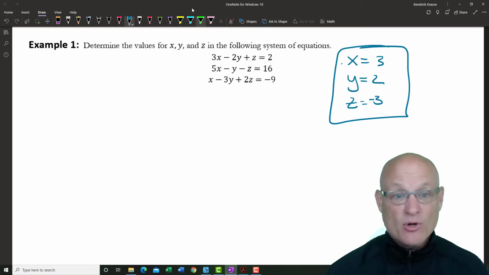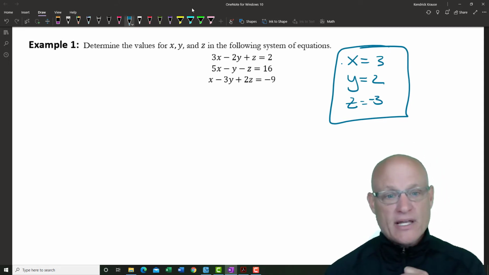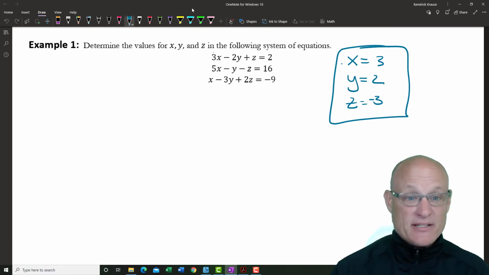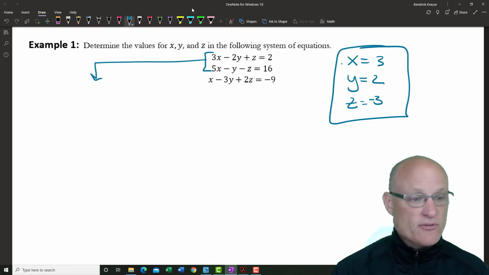Now here's how it works. You need to get rid of one letter, and you've got to stay with that one letter you want to get rid of. I think the easiest letter to get rid of is probably z. In this case, it's z. So I'm going to take just 2 equations, and I'm going to get rid of z. So I'm going to write these over here, 3x minus 2y plus z equals 2.